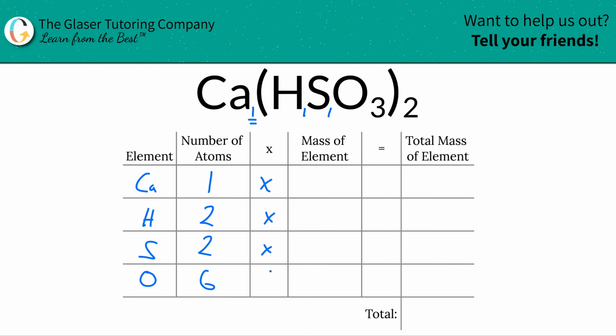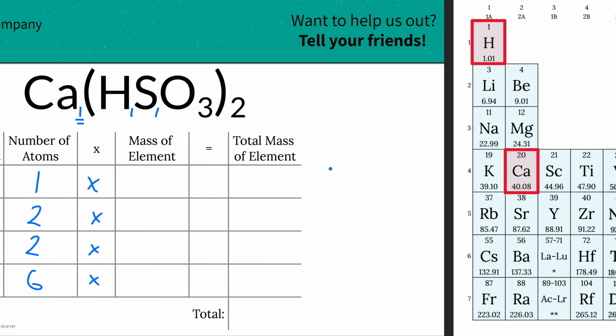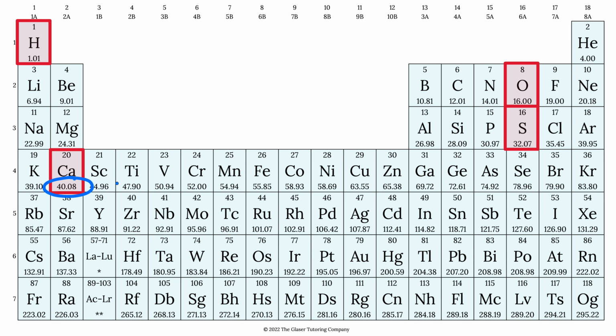Then what we're going to do is we're going to multiply those number of atoms of each by the mass of each particular element. Where do we find the masses of elements? You got it, periodic table. So let's take a look. Here is calcium, that's the mass. Now that mass could be represented as gram per mole or AMU, depending upon if you're calculating molar mass or molecular mass. So we have this 40.08 for calcium, 1.01 for hydrogen, 16 for oxygen, and 32.07 for sulfur.